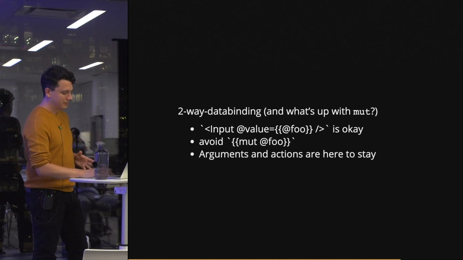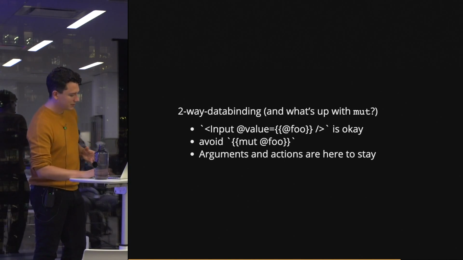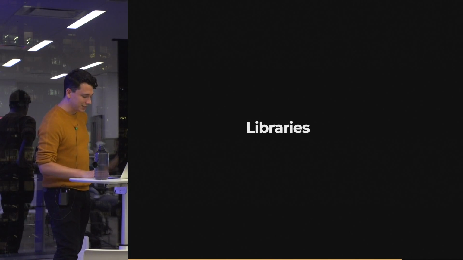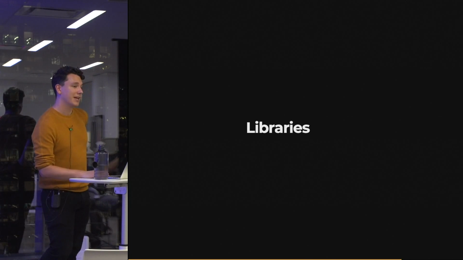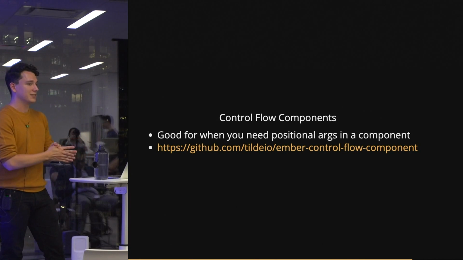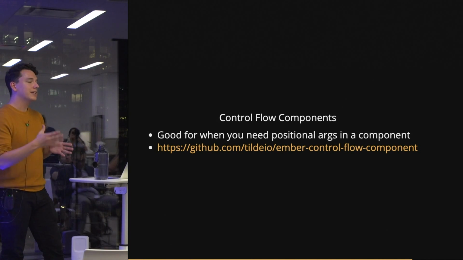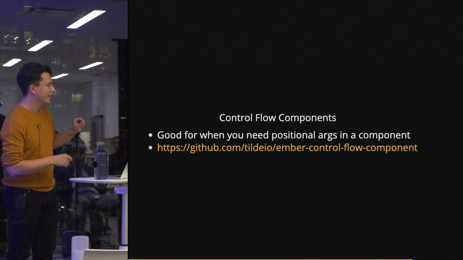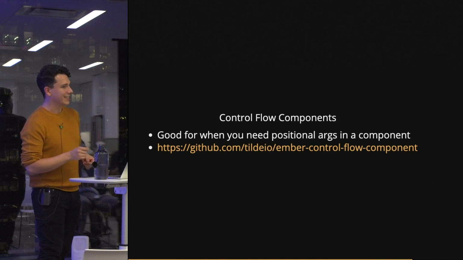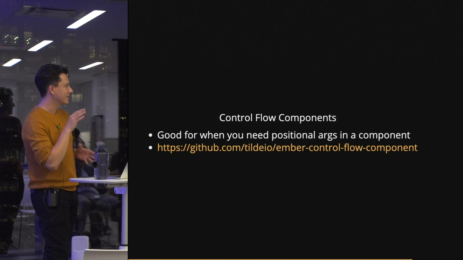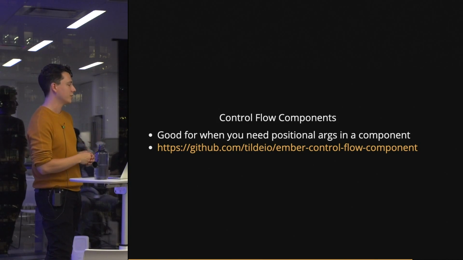But yeah, so moving on. The last section I wanted to talk about was some relevant libraries that might help you through this transition. The first one is control flow components. So you can't actually use positional parameters with angle brackets. That was a little bit of a lie earlier when I said that they are exactly the same as curly invocation. Curly invocation can receive positional arguments.